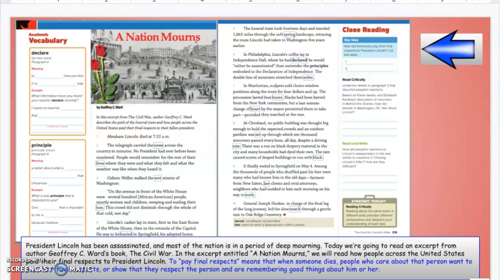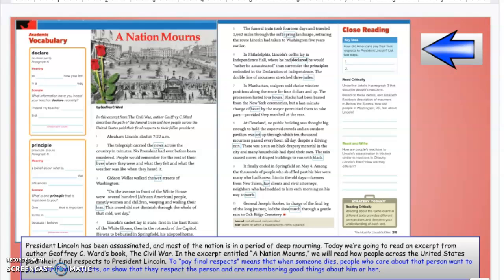All right, so before we read on, or before we answer any of these more questions, we're going to read the text together. And again, as I read aloud, I want you to follow along and then be prepared to find two ways that Americans paid their final respects to Lincoln. All right, so page 218 and 219. A Nation Mourns by Jeffrey C.